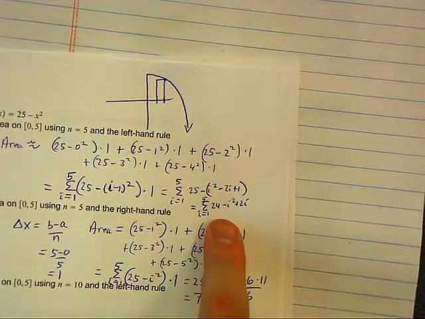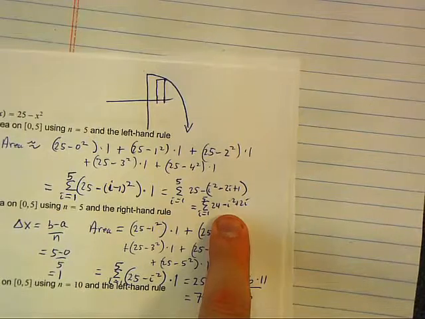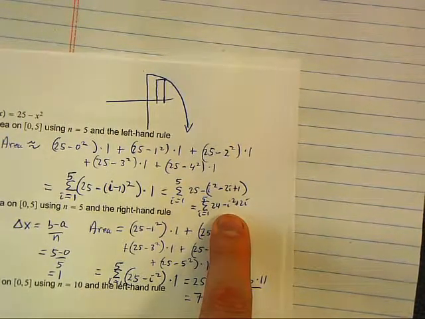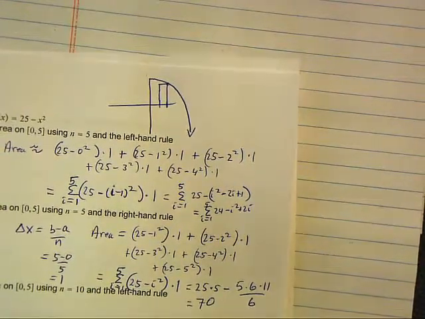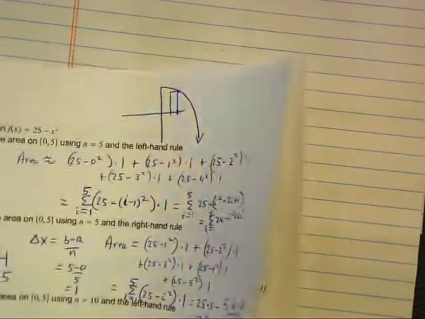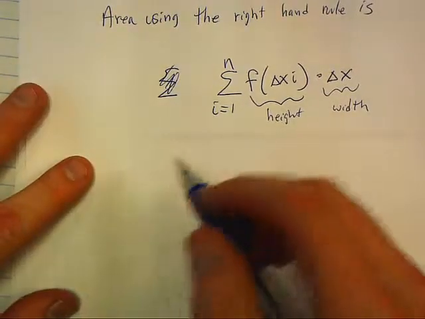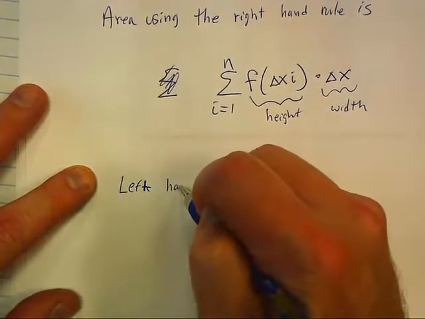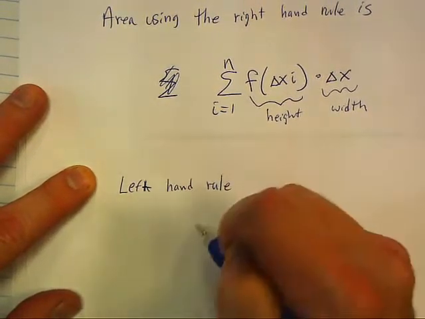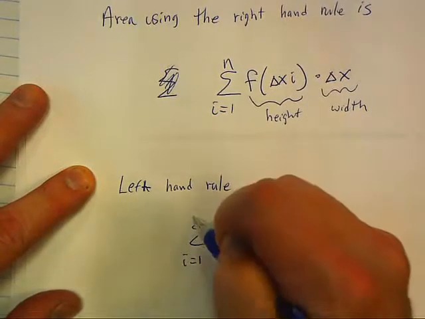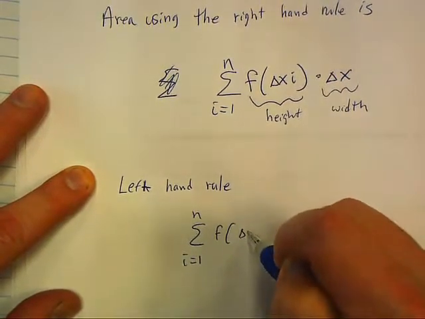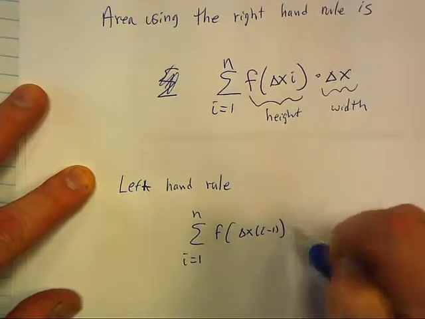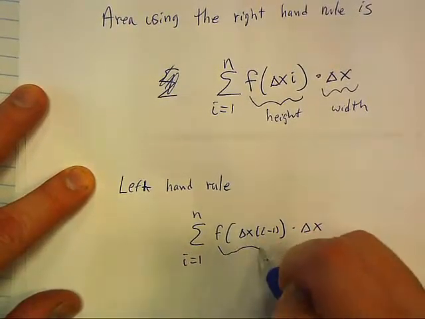Anyway, I'm going to stop with this one here. We could do it, right? I mean, we could figure out that summation. We could use our summation rules, figure it out, get an answer. Not so bad. But in general, if I wanted to do the left-hand rule, just do that same thing, so you can say I minus 1. For the left-hand rule, you'd have the sum from I equals 1 to n, f of delta x times I minus 1 times delta x. And that's how you would find your height.